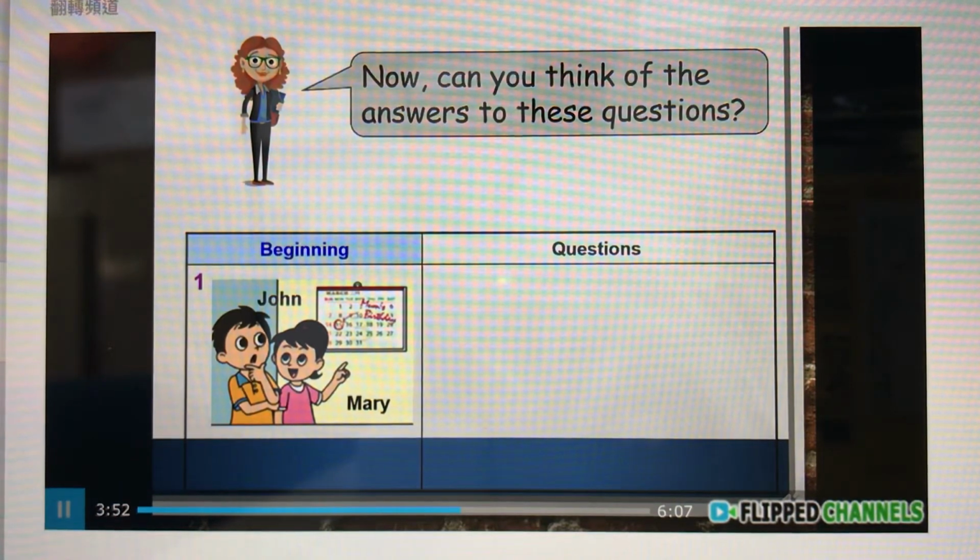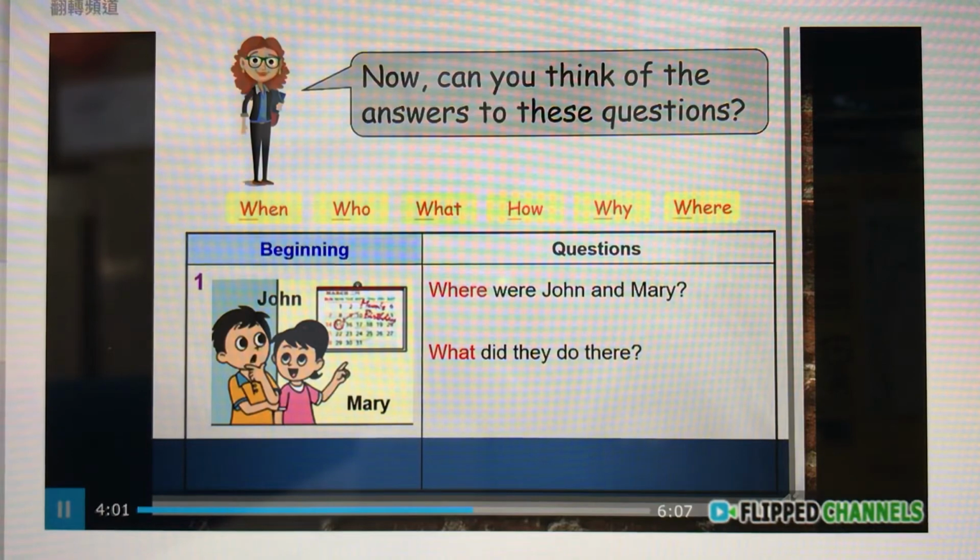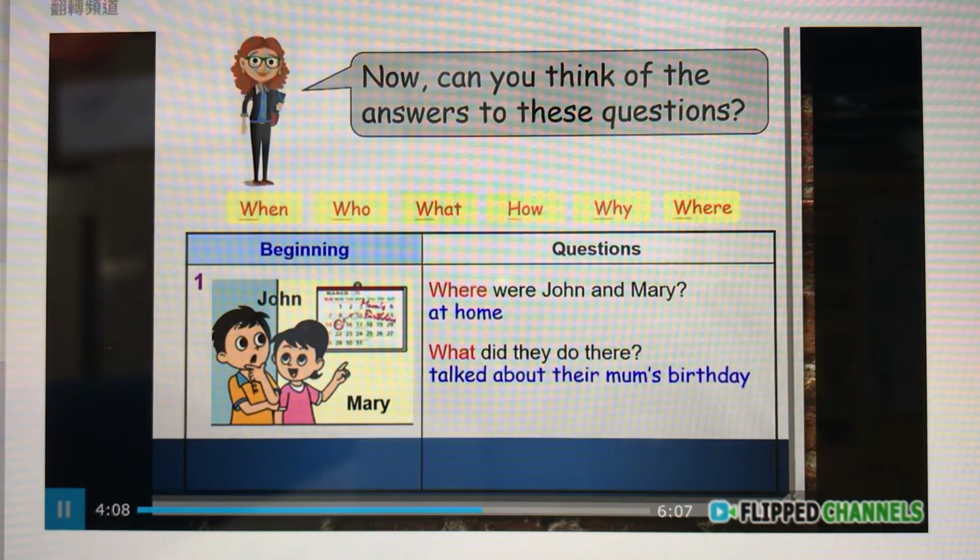For the beginning, picture 1. Where were John and Mary? What did they do there? John and Mary were at home. They talked about their mom's birthday.